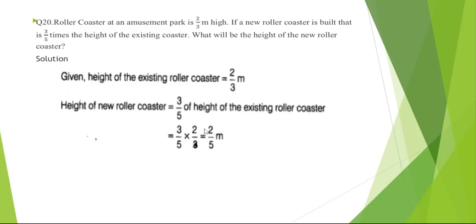So if you multiply, I hope you remember how we multiply two rational numbers. It was done in class 7th. So what you can do is either multiply the numerators together and the denominators together, or make the calculations easy by cancelling 3 from the denominator and 3 from the numerator here, and simply get 2 by 5 meter. So the height of the new roller coaster is 2 by 5 meter.